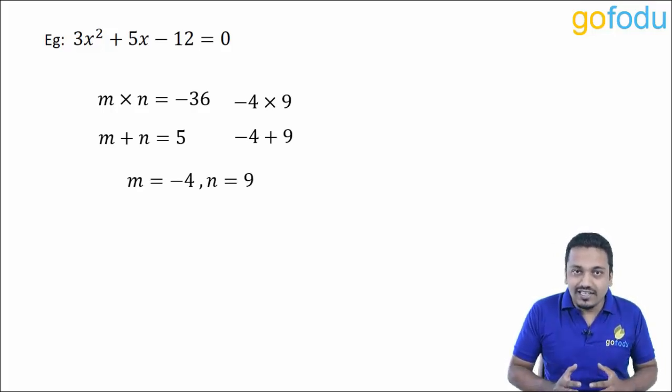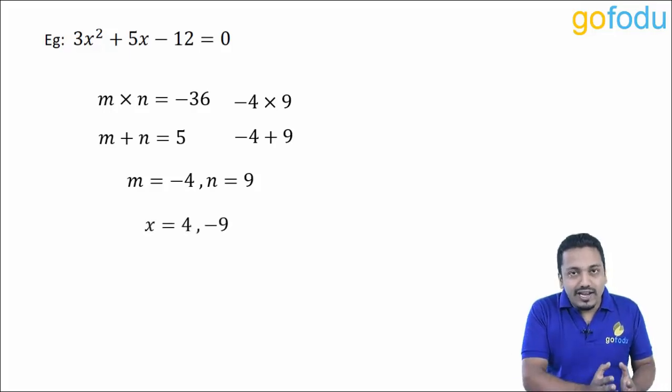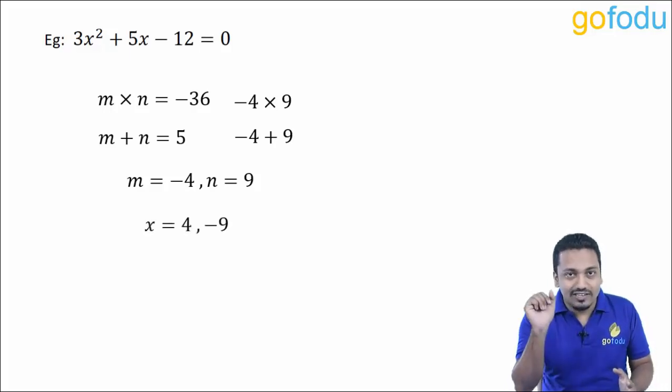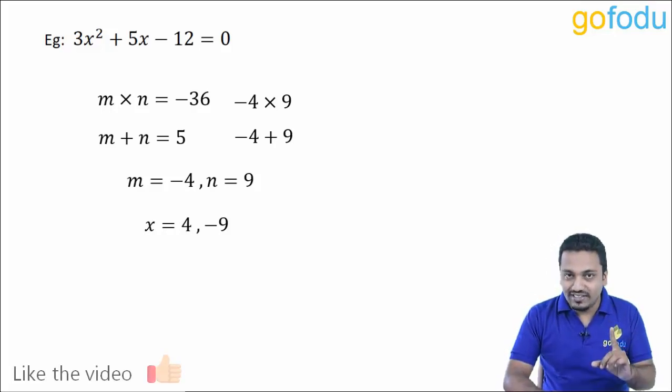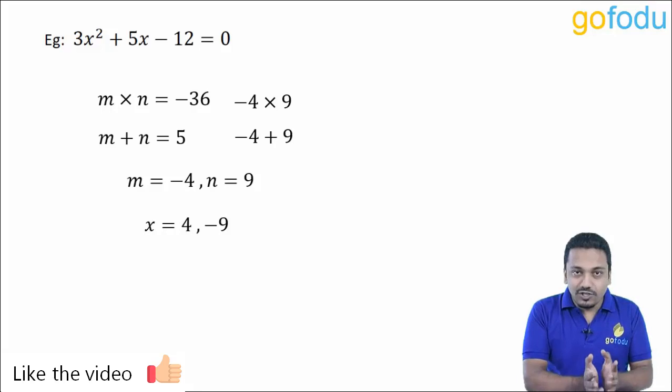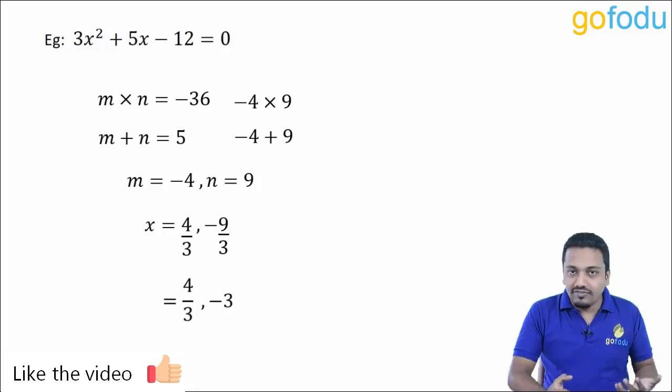Now we can directly write the answer. The value of x will be 4 and minus 9. But wait, don't forget to divide by the coefficient of x square. That is 3. Coefficient of x square is 3. So x will be 4 by 3 and another value of x will be minus 9 by 3.